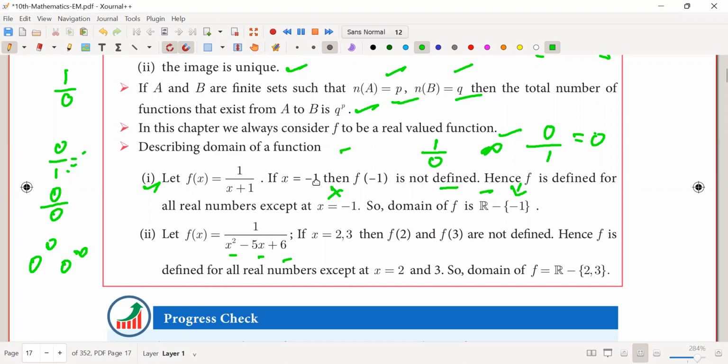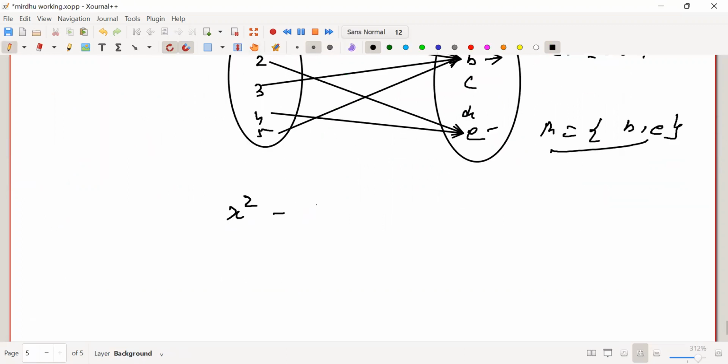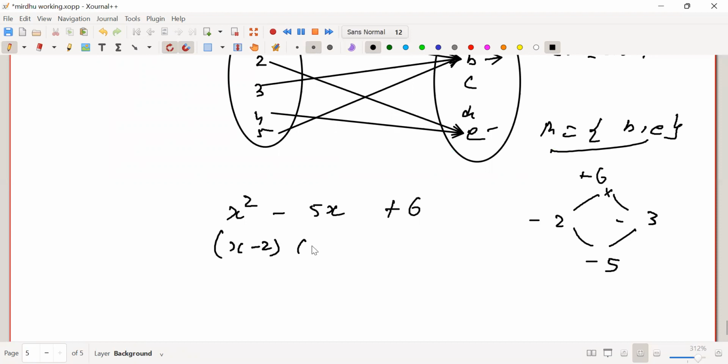Have some guesses: x squared minus 5x plus 6. If I multiply, I have to get plus 6. If I add, I have to get minus 5. So this is plus, this is minus, so both should be negative. Minus into minus gives plus here, and minus minus will be giving 3. You got it. So (x minus 2)(x minus 3), so x equal to 2, x equal to 3.